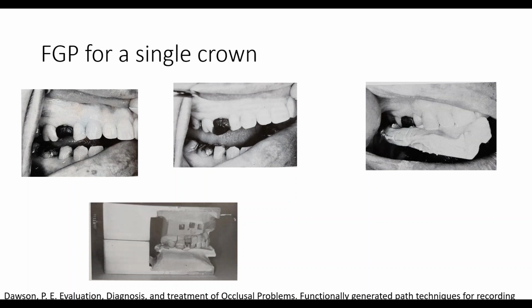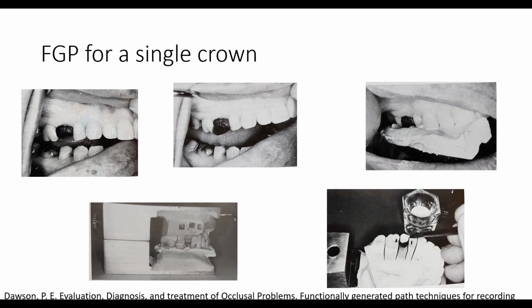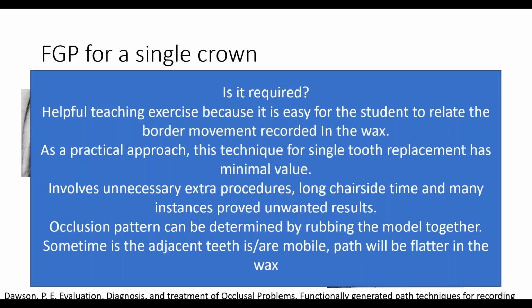Now, a verticulator is an articulator which will open in only the vertical direction. The vertical height can be set in this articulator, but it doesn't perform any lateral or protrusive movement. Only the vertical opening is possible with the verticulator. In the same fashion, the tooth can be prepared and the wax pattern can be prepared. Now, is the functionally generated path required for a single crown or not?